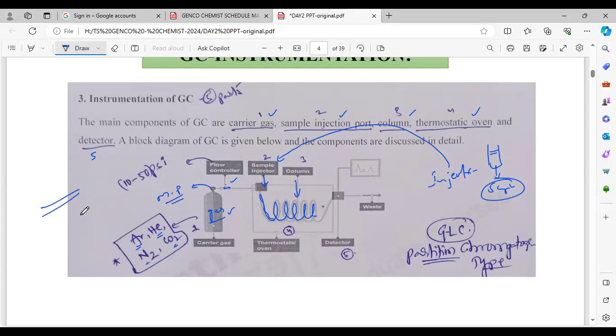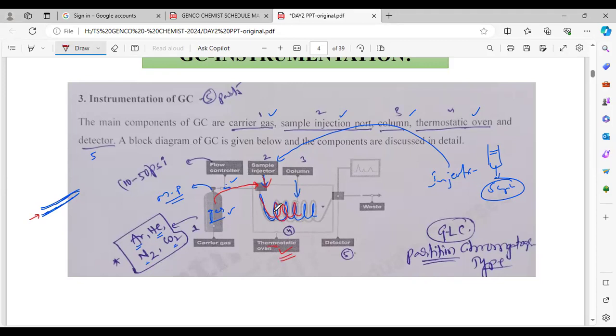If you observe, suppose this is the inside of the tube or column, the walls of the column are coated with some stationary phase. Your sample enters from the sample injection port, and the mobile carrier gas will push the injected sample through this column in the entire process. And this whole column is kept in a thermostatic oven. Thermo means temperature. So here you apply some temperature.